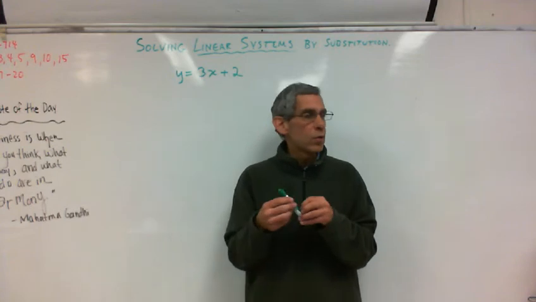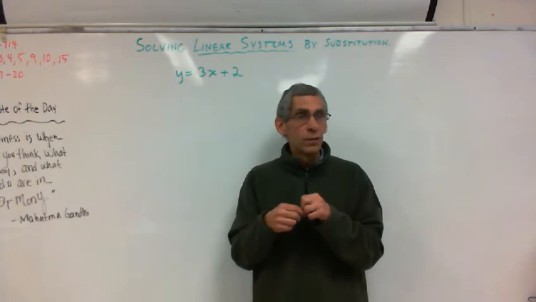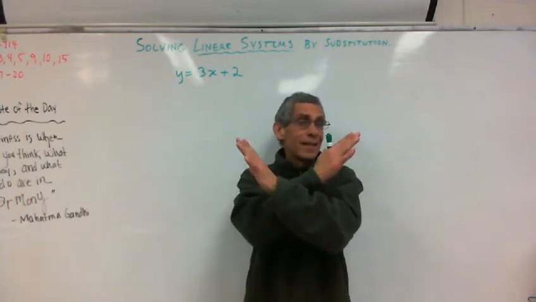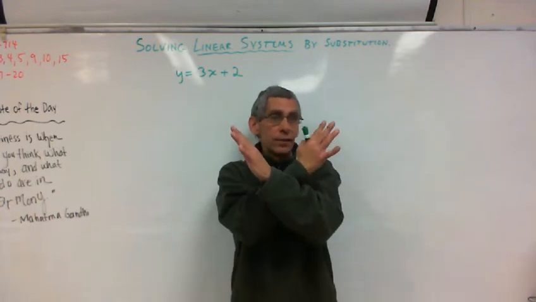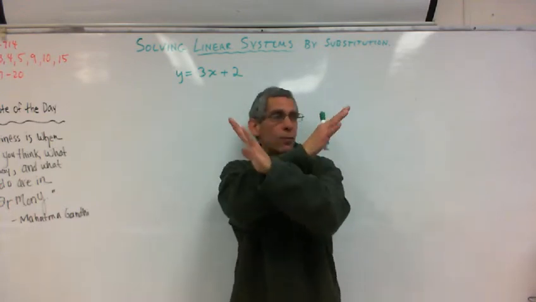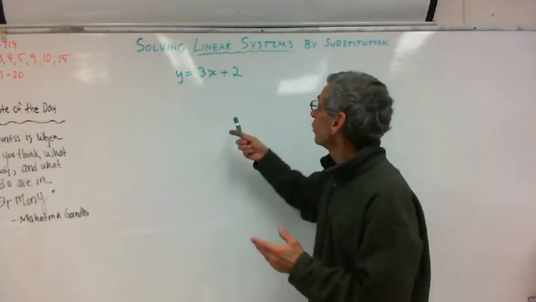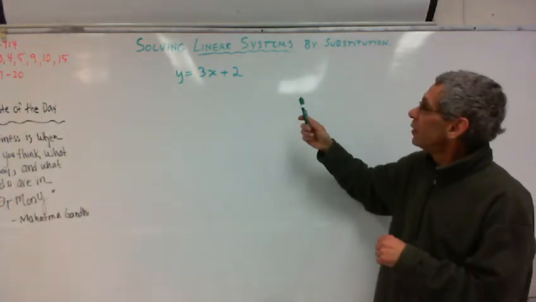Sometimes you'll see them called simultaneous equations. There are two equations simultaneously, exactly at the same time, on the same graph. Big deal, right? You just want to know where the point is that they intersect. So those are different ways you'll see it.